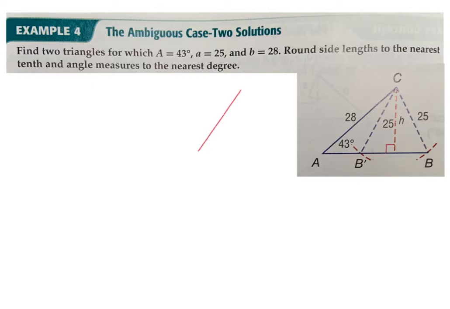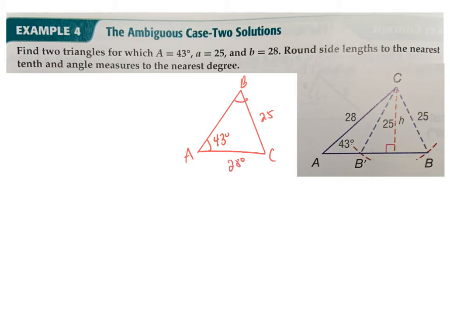Draw a triangle. So we have some triangle. All they gave us was information about one of the angle measures and two of the side lengths. All right, so we're just going to draw this triangle here. We have A, B, C. We know that A is 43 degrees, that side A is 25. We do not know B, but we know side B is 28.